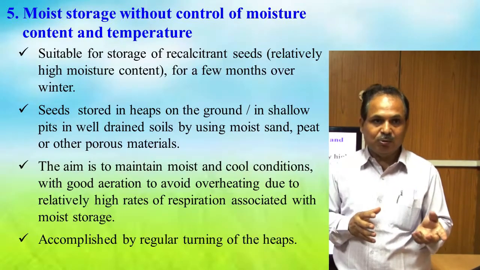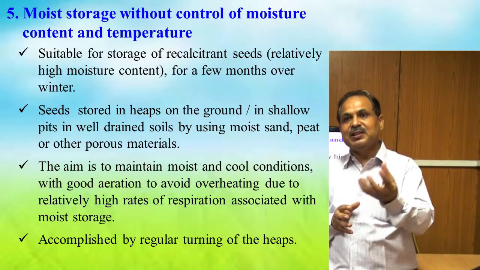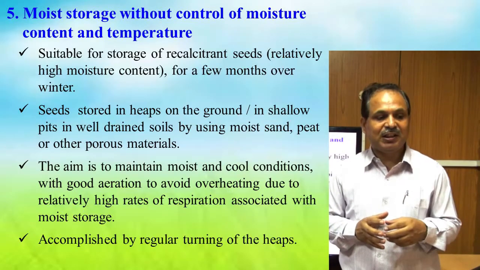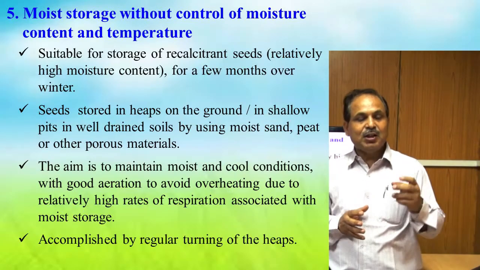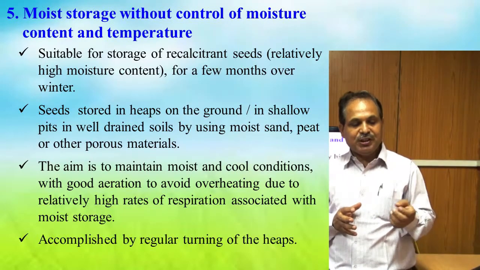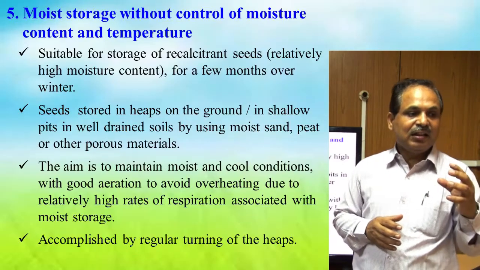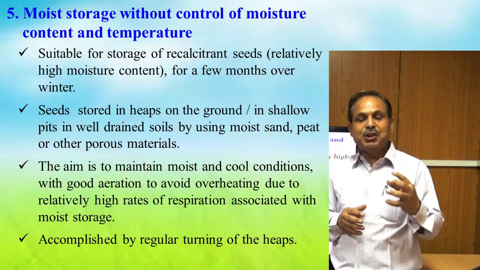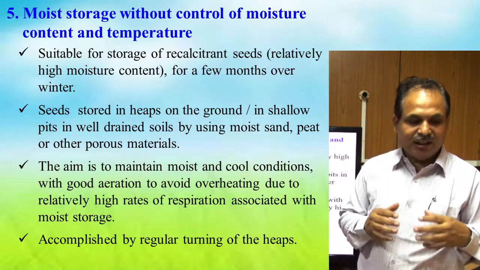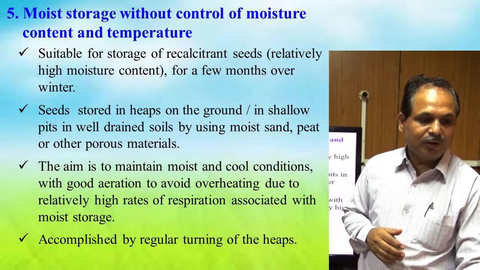We earlier said that if there is a higher moisture percentage in the seeds, then the embryo starts respiration, because it is a living thing, and that causes damage to viability. So this type of seed storage is accomplished with regular turning of the heaps. Generally we turn the heaps 4 to 5 times.